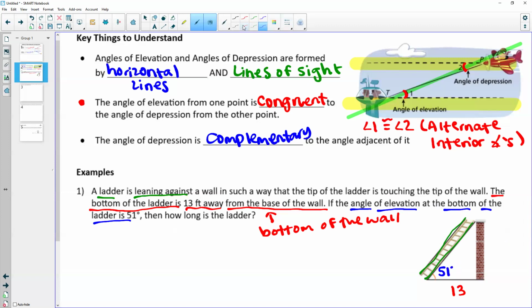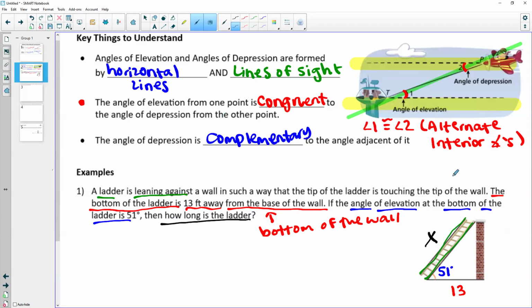And then lastly, what they want us to find here is, how long is the ladder? When we're looking at this triangle, the ladder represents this side right here. So we want to find the length of that ladder. We're going to call it X.